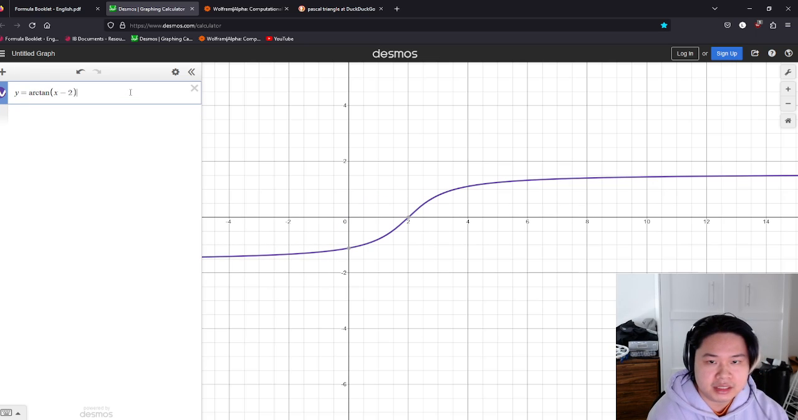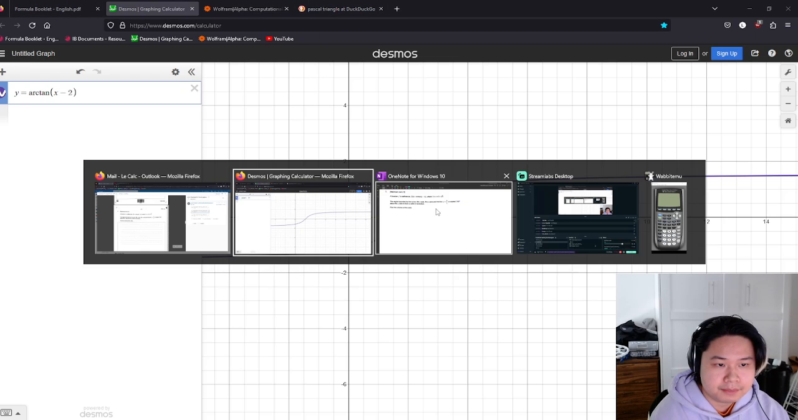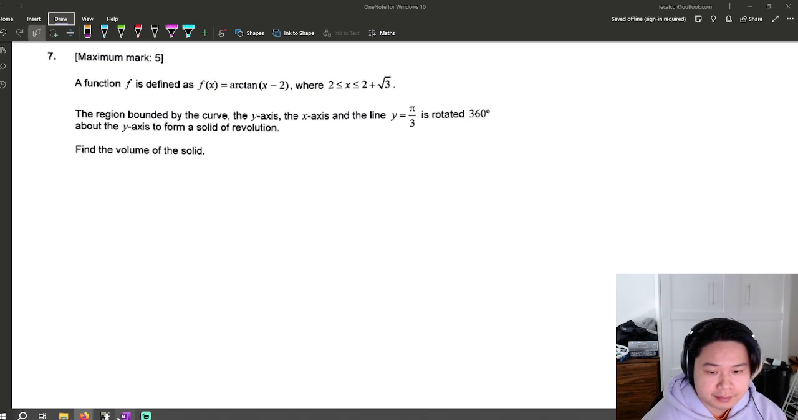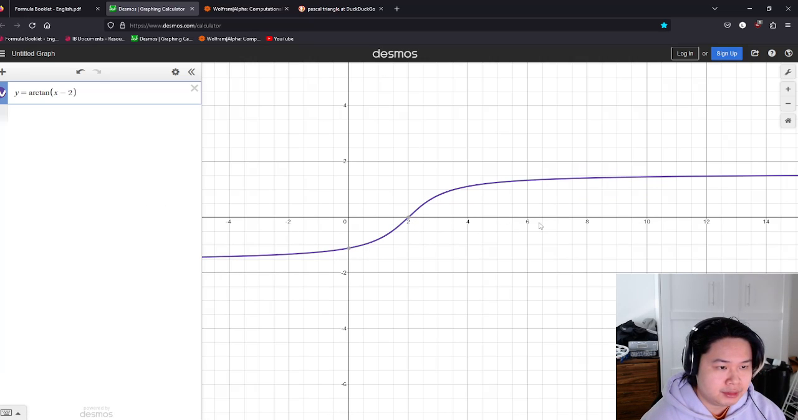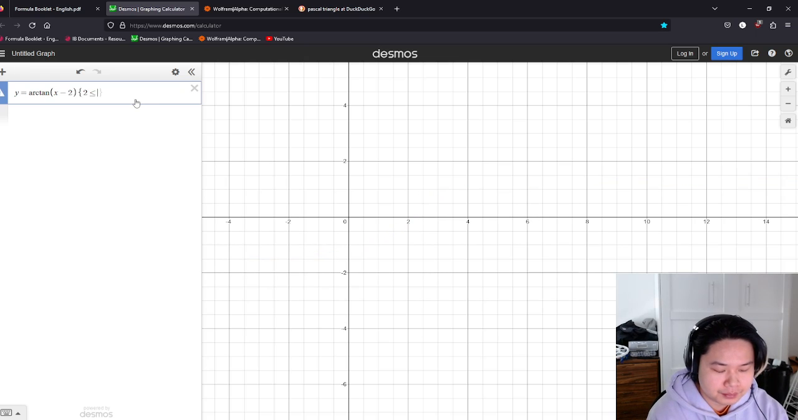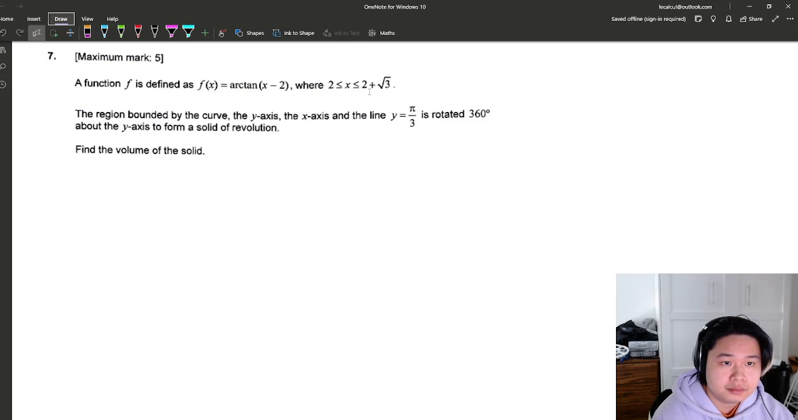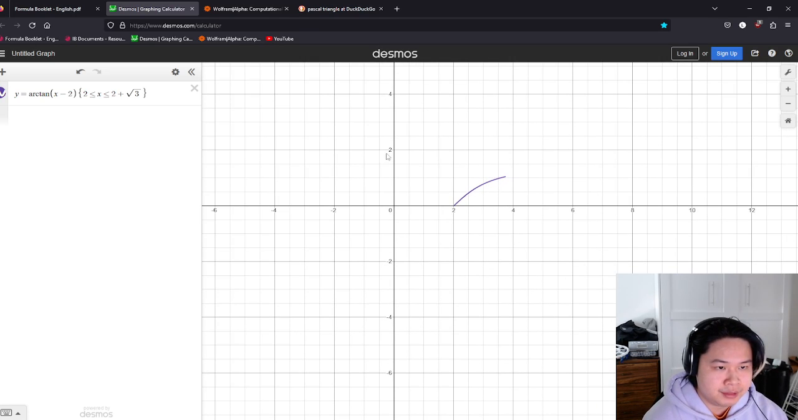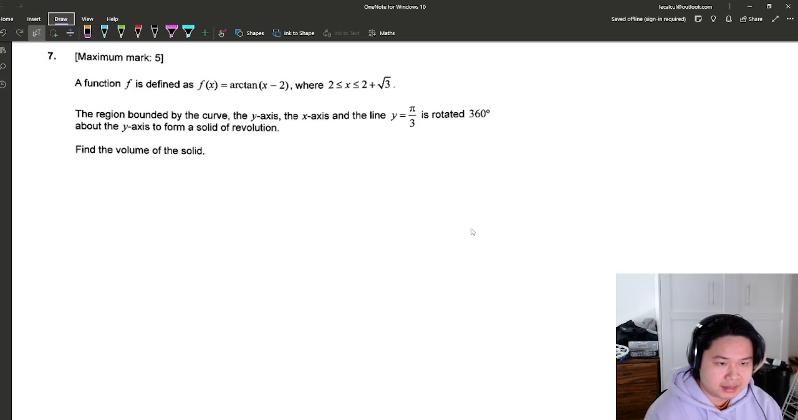And then, I think it was minus 2, right? And it is from 2 to some number up ahead. So if you look at the graph, here is 2, and then it stops somewhere over here. What was it? 2 plus root 3? Yeah, okay. So we're taking this little thing and then we're rotating it around the x-axis, or sorry, y-axis.